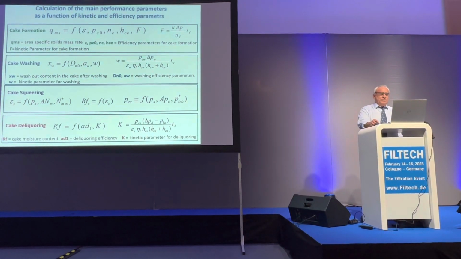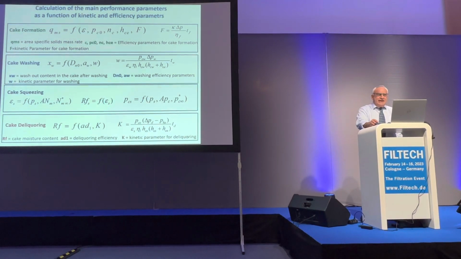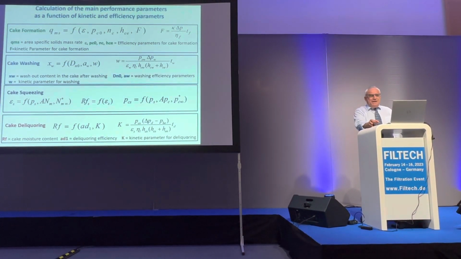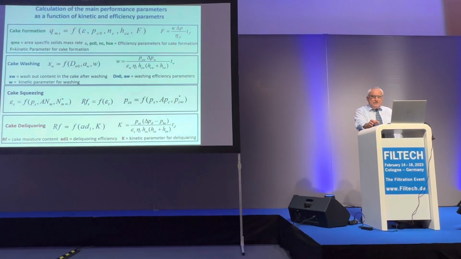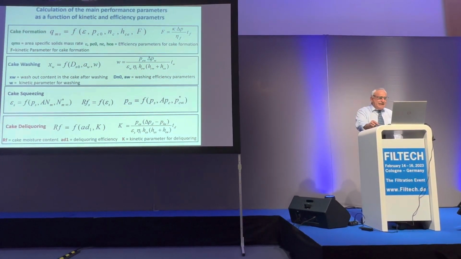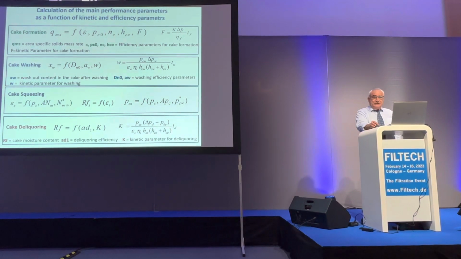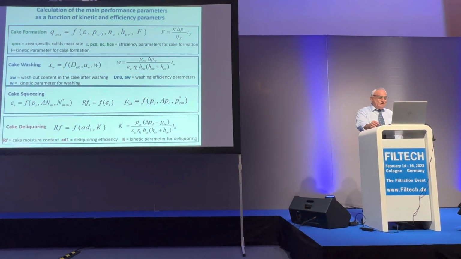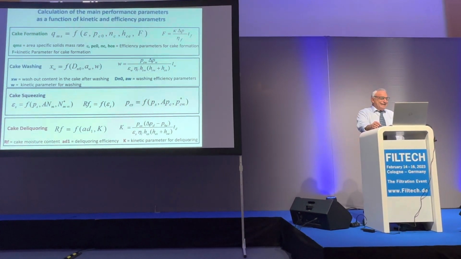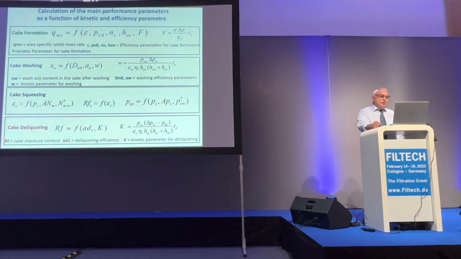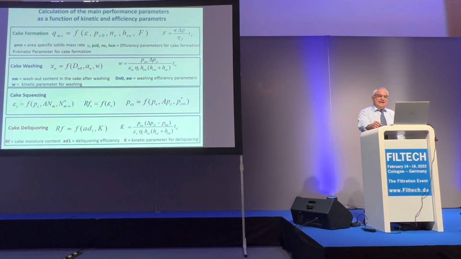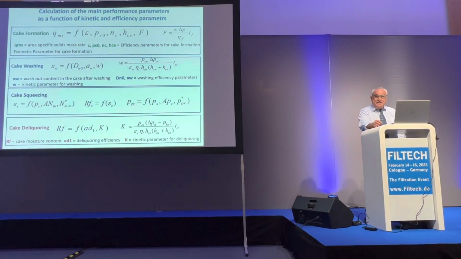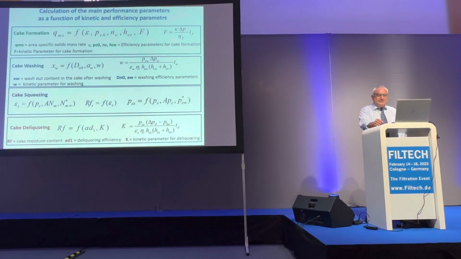That is a very important parameter also, and that is the kinetic parameter. Kinetic parameters mean dimensionless time, dimensionless filtration time, dimensionless washing time here. That is the kinetic parameter for the washing. And you see here, the washout content after washing always depends on the kinetic parameter and the efficiency parameters.